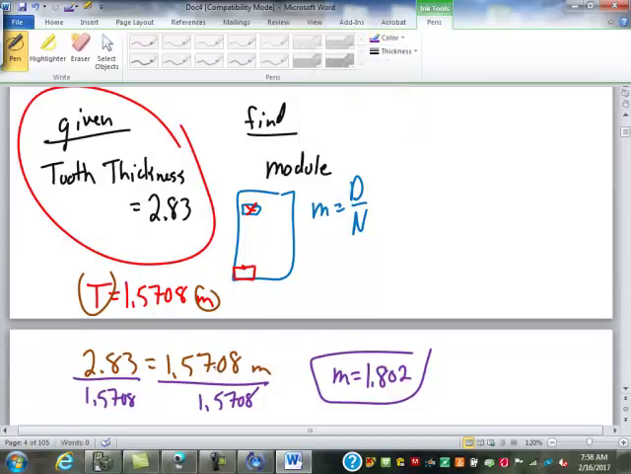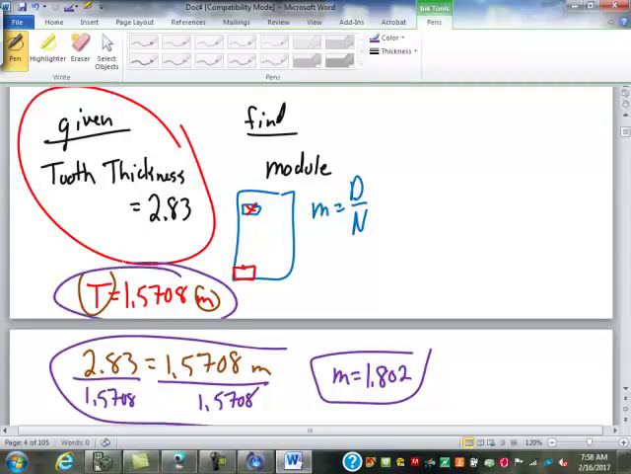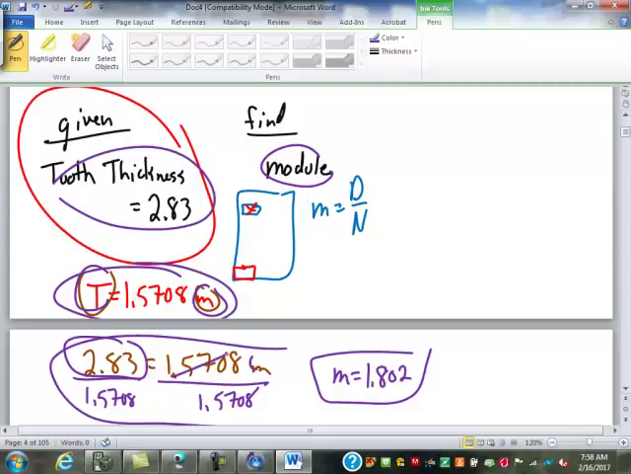Down here, I had this equation, right? I didn't know the module. I'm looking for the module, but I know the tooth thickness. I put 2.83 in here for the tooth thickness. Then I solved it for M by dividing by this. I just divided that out to get the 1.802.